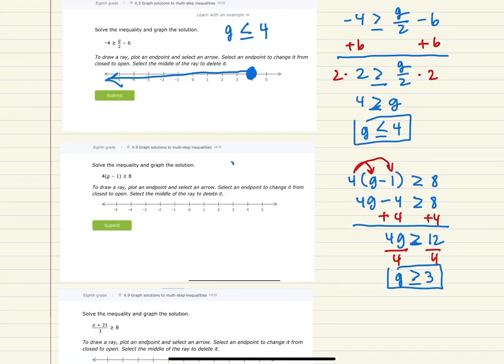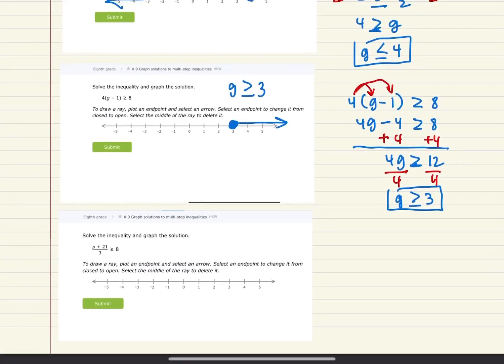So I'm going to copy this on our screen. Again, we're going to start with this 3. Because we have the equal sign, we're going to fill in the circle. And we're looking for numbers that are greater than 3, which is to the right, so we're going to point to the right. Okay, and our last problem. I picked this one because it's slightly different.